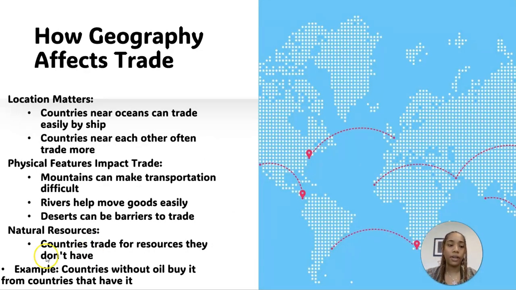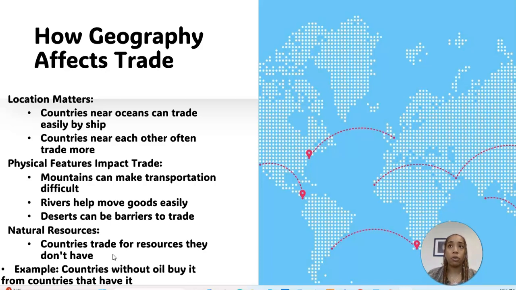How geography affects trade. This is the big one. Location. Countries near the oceans can trade easily to ship. So, like, if you're by a coast, it'll be easier for you to ship in items or ship out items, making it easier in general because you don't have to drive them somewhere or fly them somewhere to get shipped out.